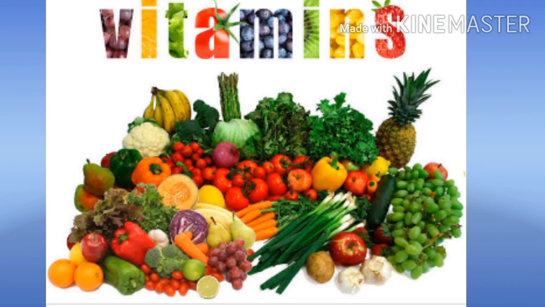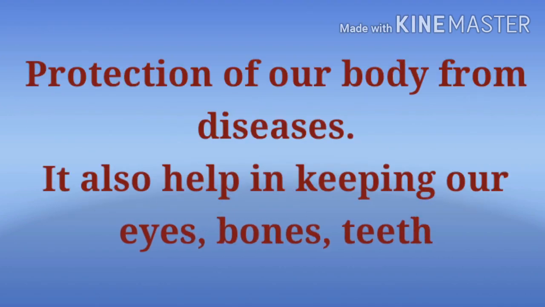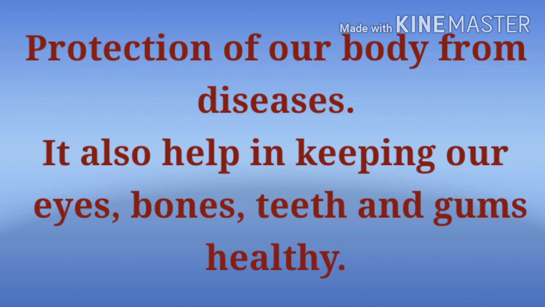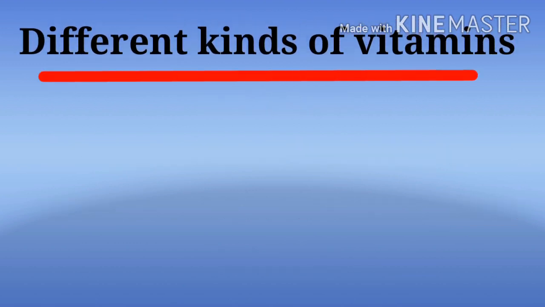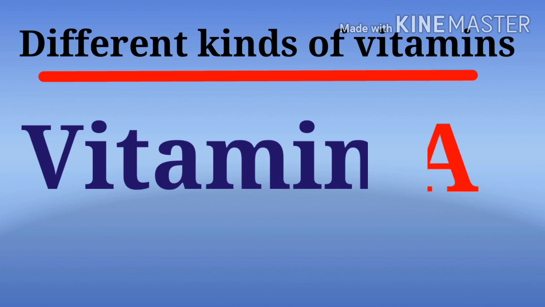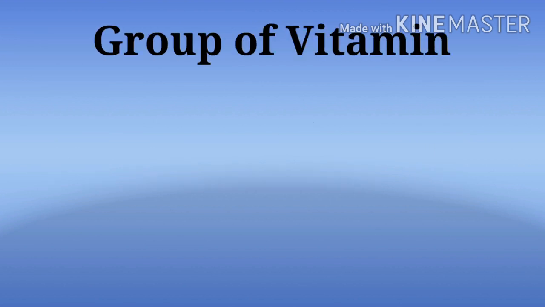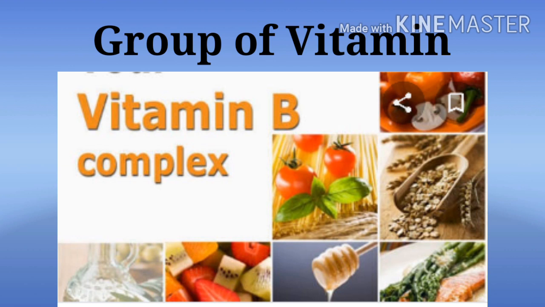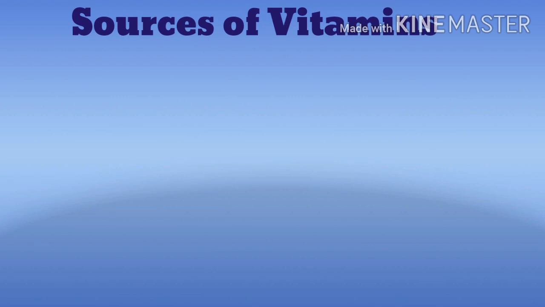Next nutrient is vitamins. These are needed for the protection of our body from diseases. They also help in keeping our eyes, bones, teeth and gums healthy. Vitamins are of different kinds. They are vitamin A, vitamin C, vitamin D, vitamin E, vitamin K, and there is a group of vitamins called vitamin B complex. Now, let us see the sources of vitamins.